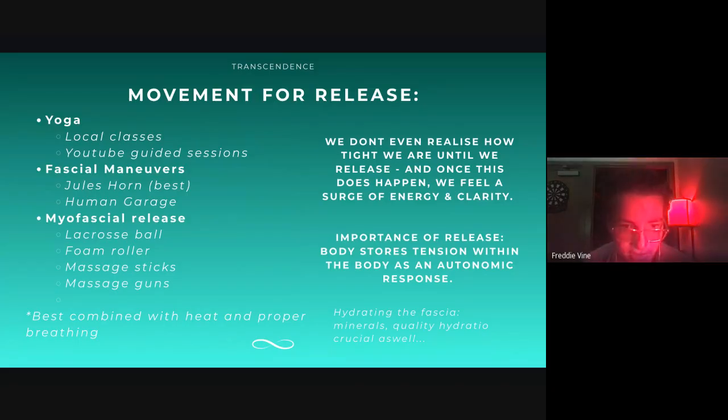And the reason I think this is beneficial is because it's more directly targeting the fascia. A lot of people, like Human Garage, which is a great YouTube channel for fascial maneuvers, have developed a lot of exercises that are really good at specifically targeting certain planes of fascia in the body.